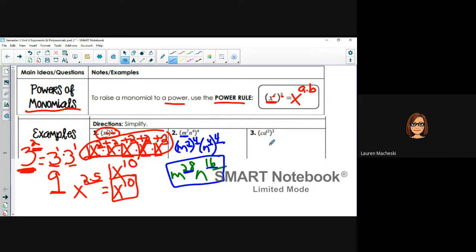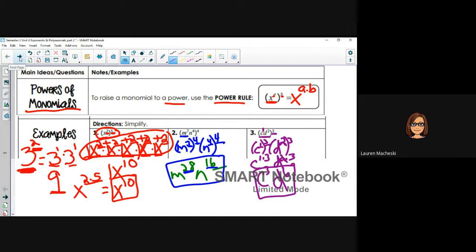Now, one little thing I want to do on this next one is that C needs an exponent. Okay, so they're raising everything inside of parentheses to the third power. So C to the first gets raised to the third power, and D squared gets raised to the third power. When I'm raising it from a power to a power, I multiply. So 1 times 3 is C to the third, and 2 times 3 is D to the sixth. So my answer is C to the third, D to the sixth.